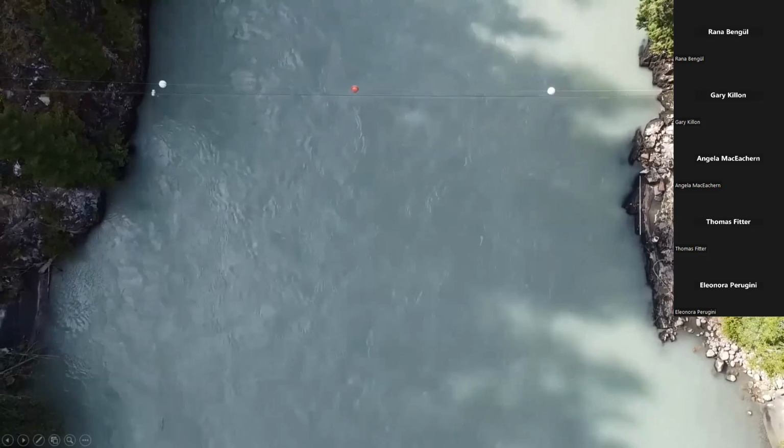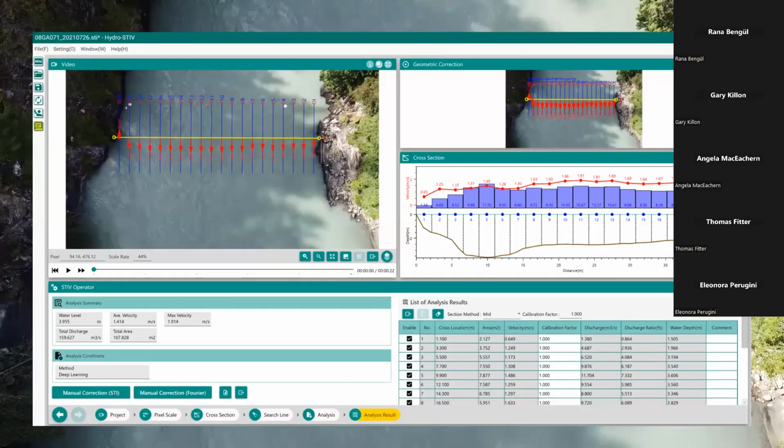And so in this example, we took a measurement with an ADCP, the RP30 radar, and then also image velocimetry. And we used the surface velocity profile from the ADCP and the cross-section bathymetry from the ADCP as well.